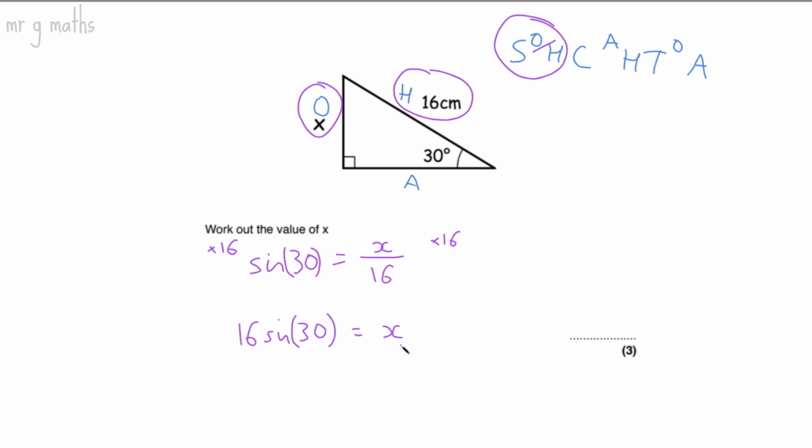And so in this case, we're actually ready right away to put that in our calculator and find out the missing length. And as it turns out, 16 sine 30 gives us the lovely value of 8. And don't forget the unit here, centimeters.